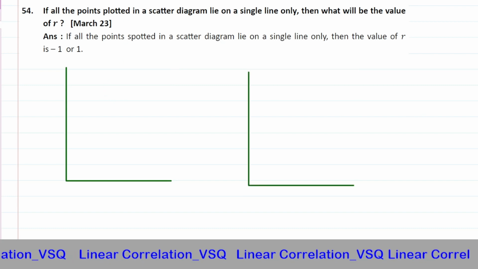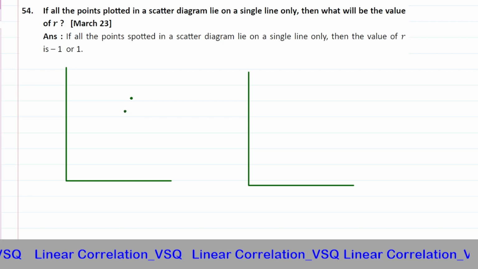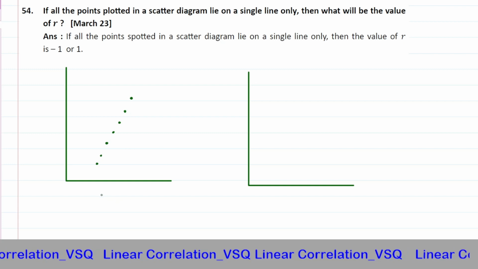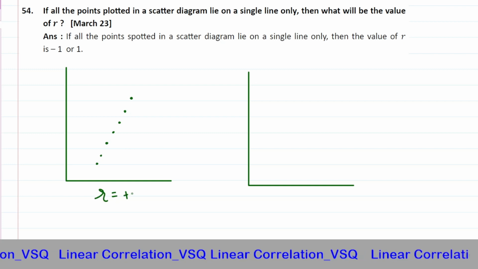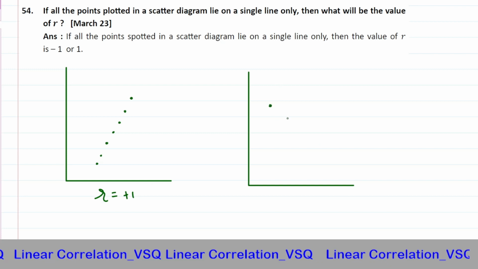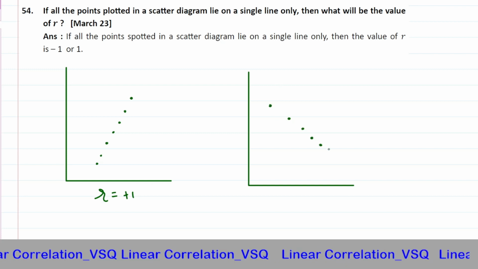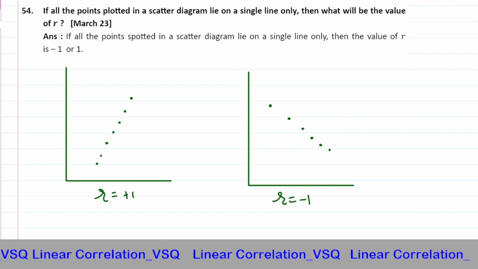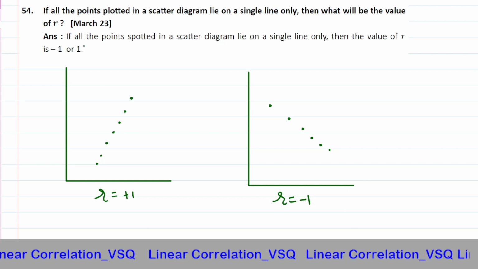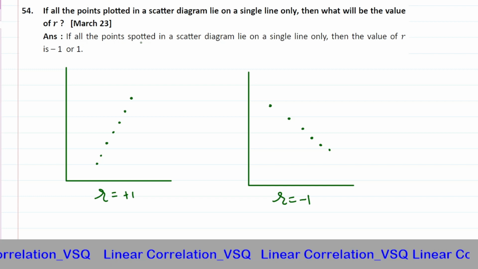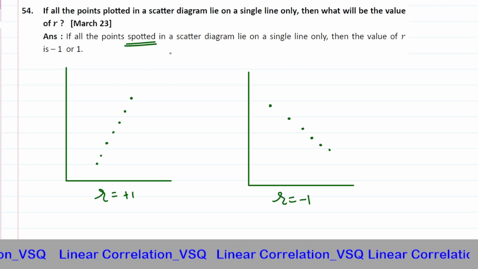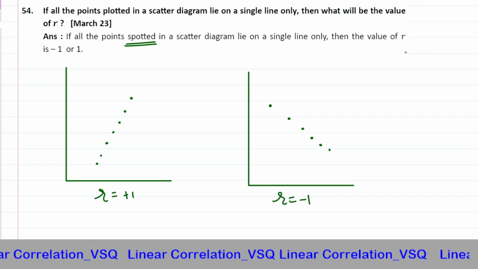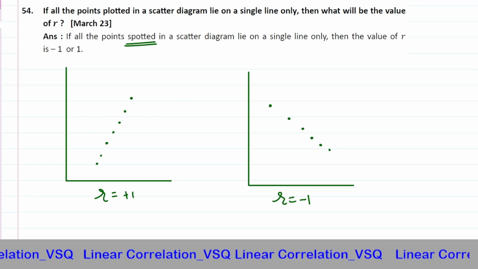Okay, now see, if all the points lie on a straight line in increasing order, then there is perfect positive correlation between x and y, r equals plus 1. And if all the points of a scatter diagram lie on a straight line in decreasing order, then there is perfect negative correlation between the two variables, r equals minus 1. So our answer: if all the points plotted in a scatter diagram lie on a single line only, then the value of r is minus 1 or plus 1.